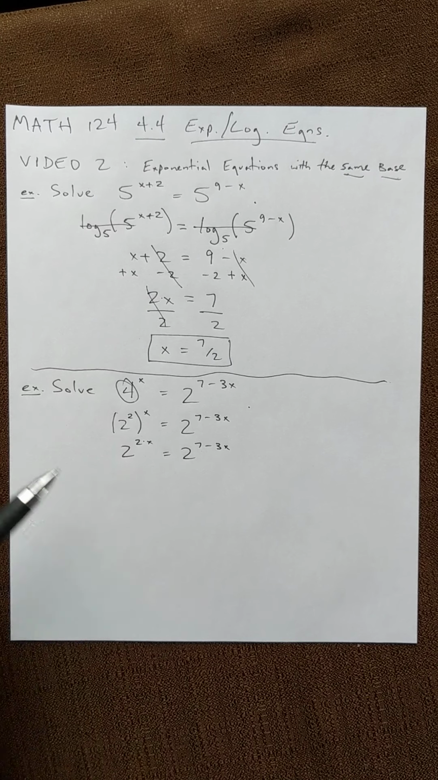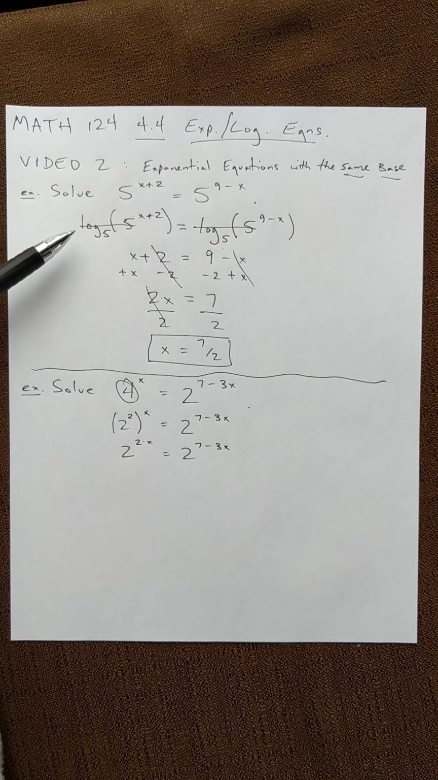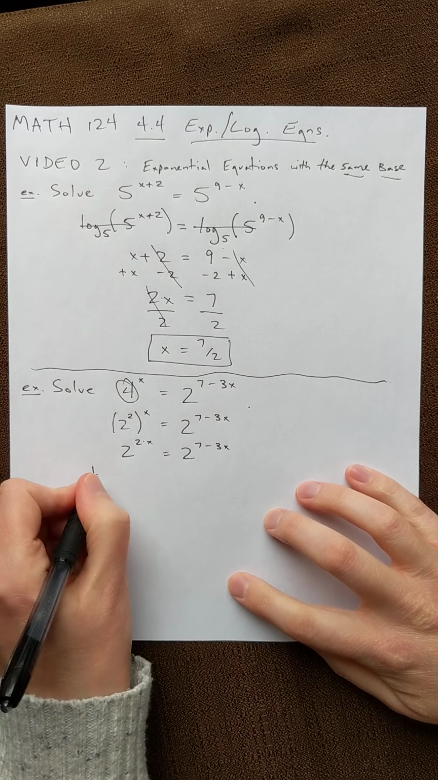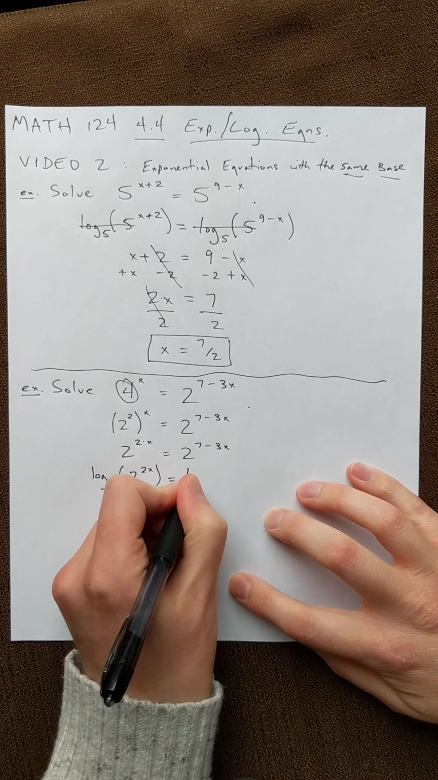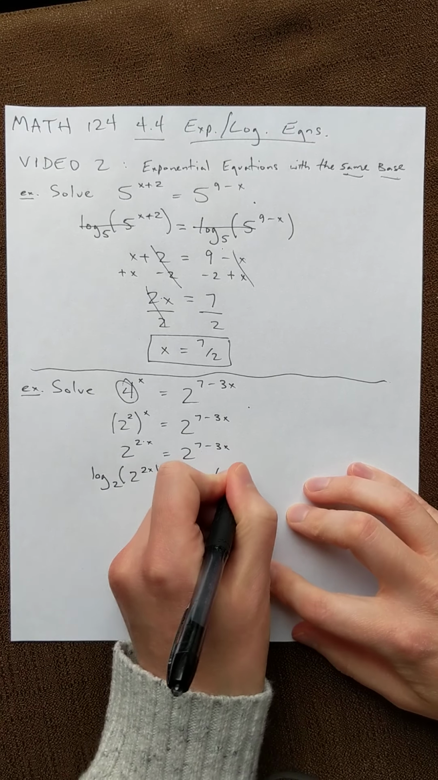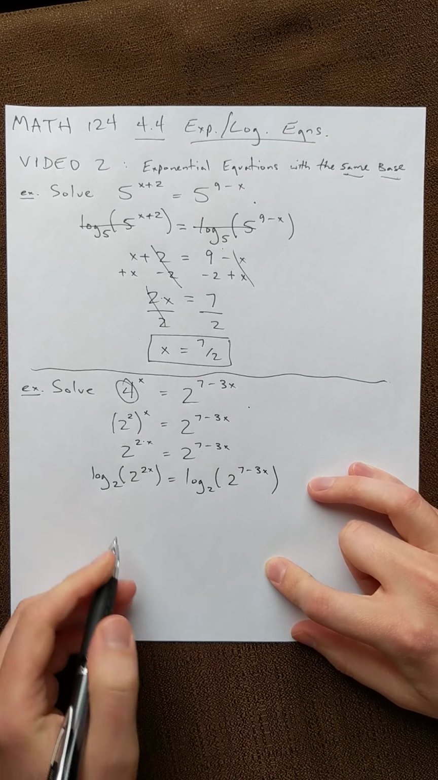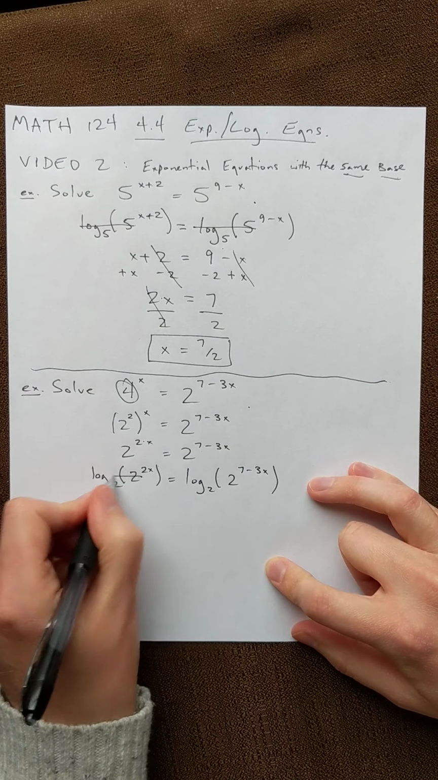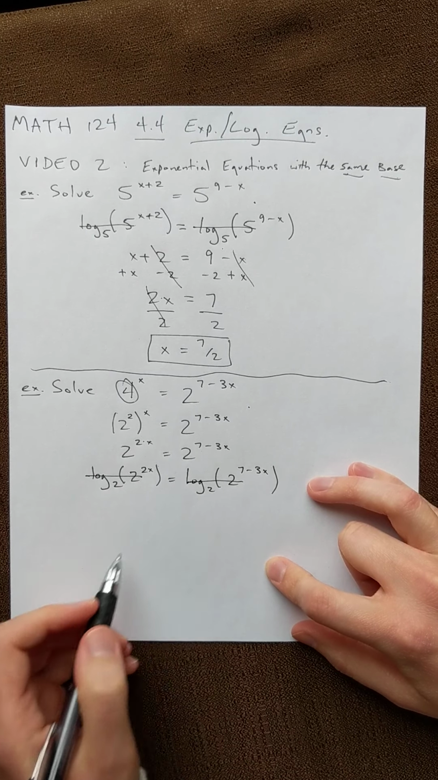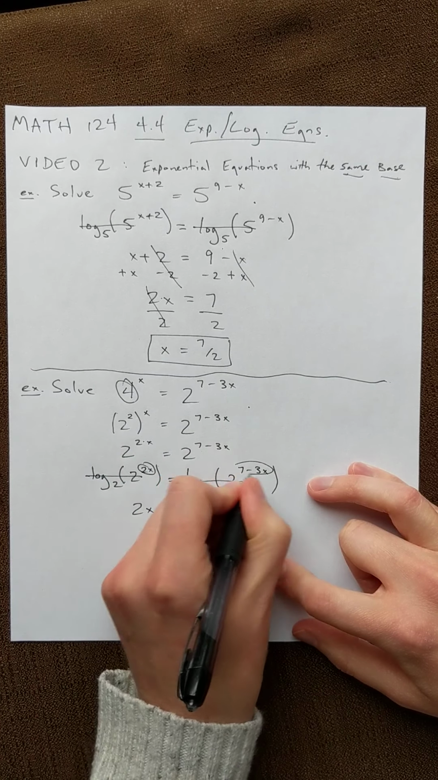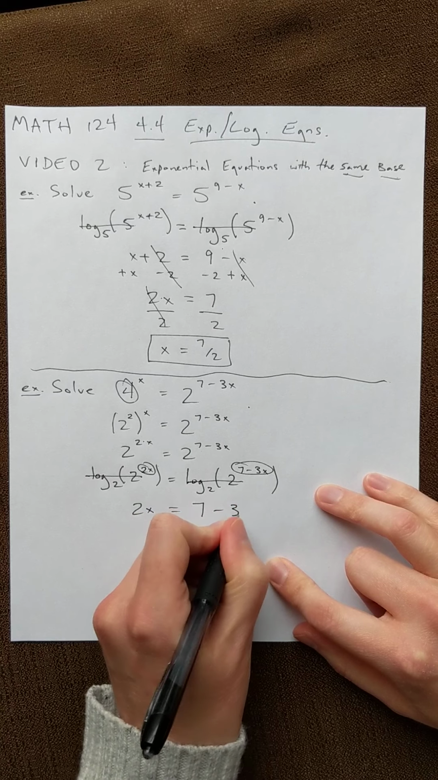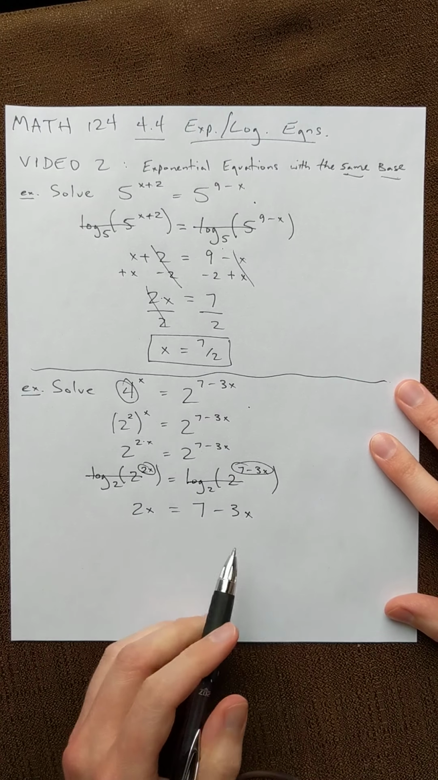Okay, now I can do what I did in the previous example, and take a log of both sides. And since I see a base of 2, it makes sense to use a log base 2 on both sides. So if I use a log base 2 on the left-hand side and a log base 2 on the right-hand side, then the log and exponential should essentially cancel each other out. And again, this is happening on both sides. And so what we're left with is the 2x and the 7 minus 3x. Okay, and then just solve normally.